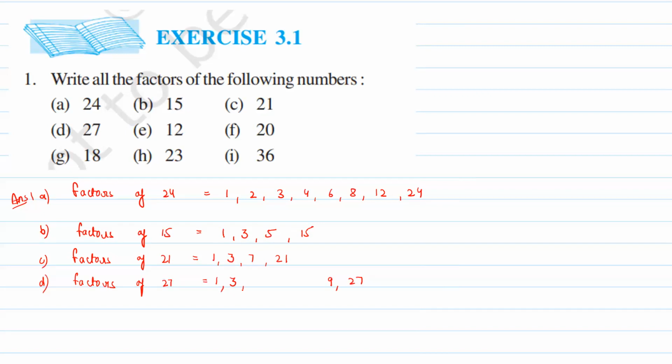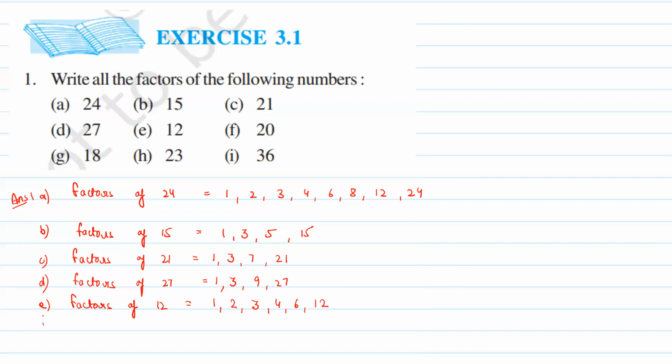After this, what all can come? This is only the factors. So I'm just removing it and writing it here. 1, 3, 9, then 27. If I talk about the factors of 12, it will be 1, 2, 3, 4, 6 and 12.